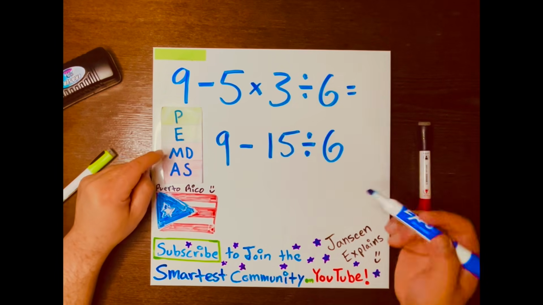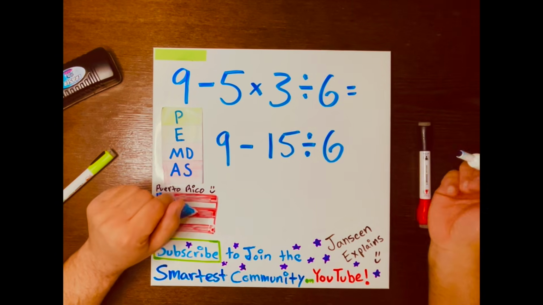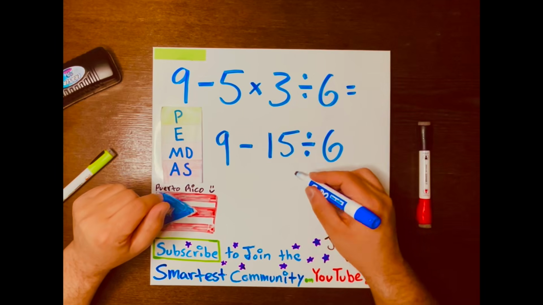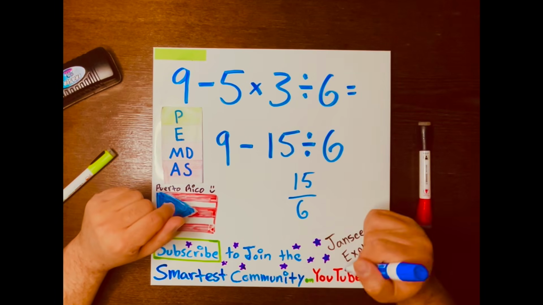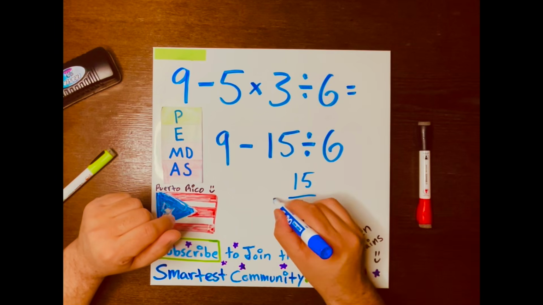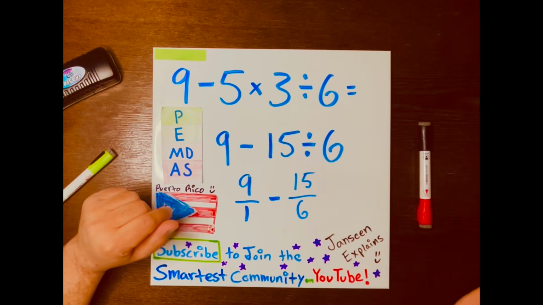Now we're looking at this. According to PEMDAS, division goes first. So what is 15 divided by 6? Let's write that in fraction form to make the math fun and easy. 15 over 6. Let's bring that minus sign down, and let's bring that 9 down, but in fraction form to make the math fun and easy.